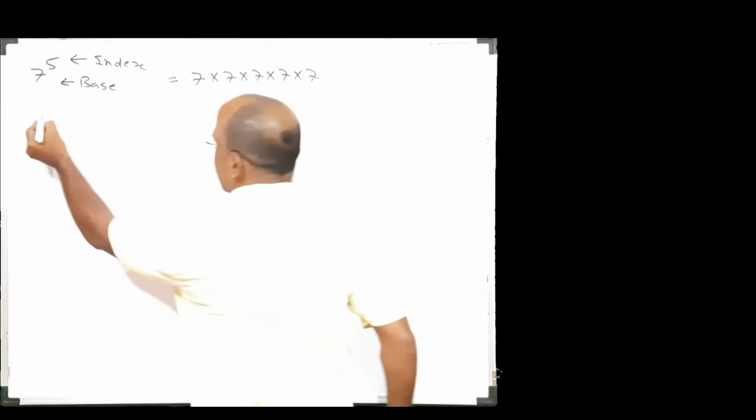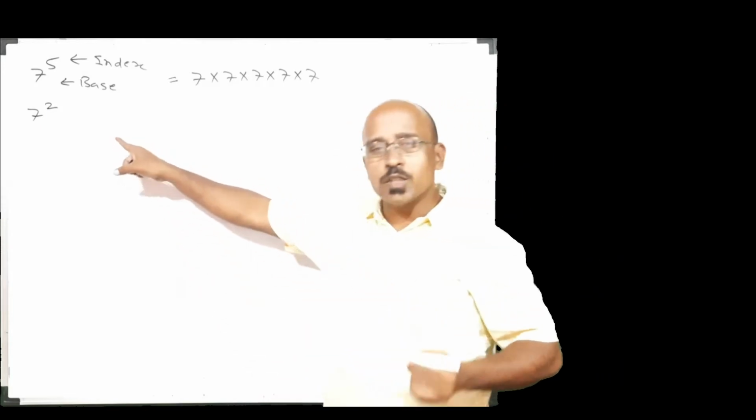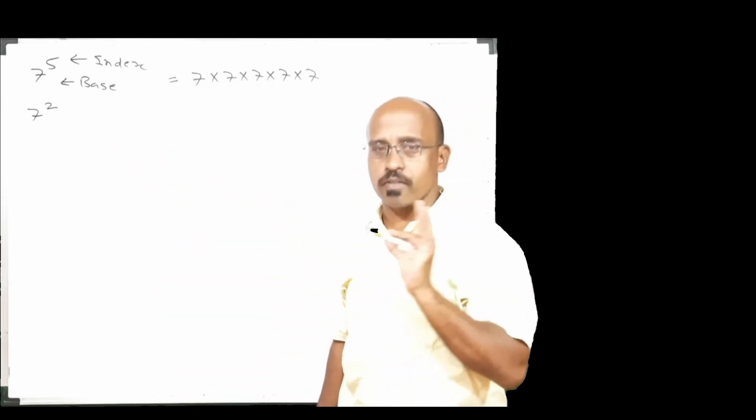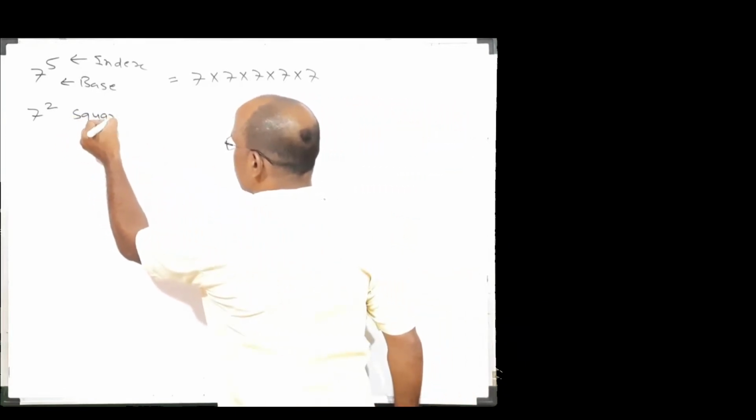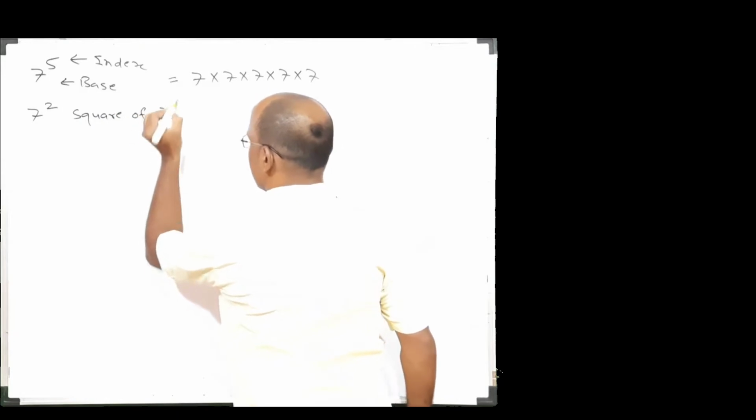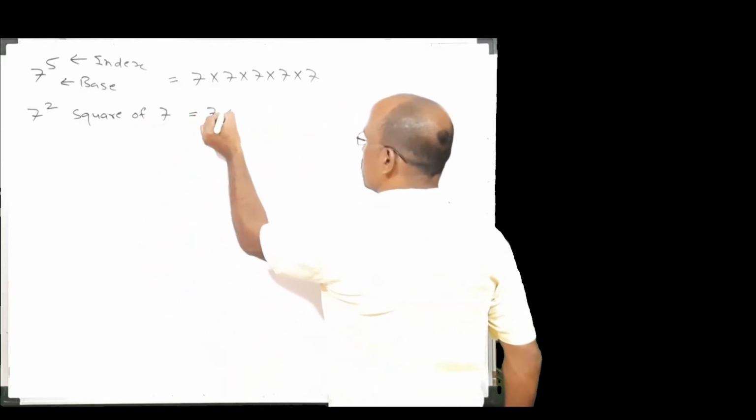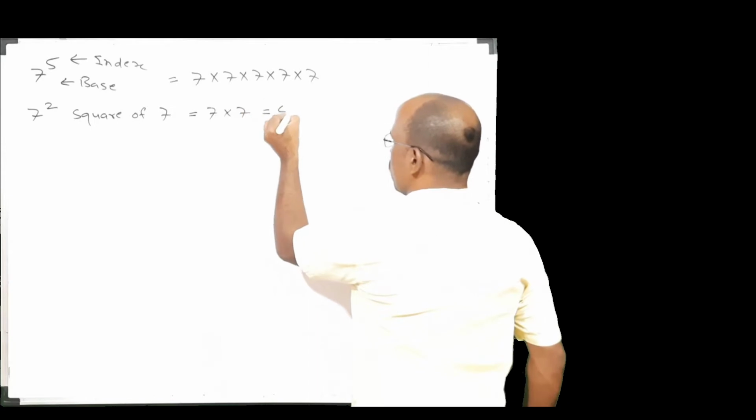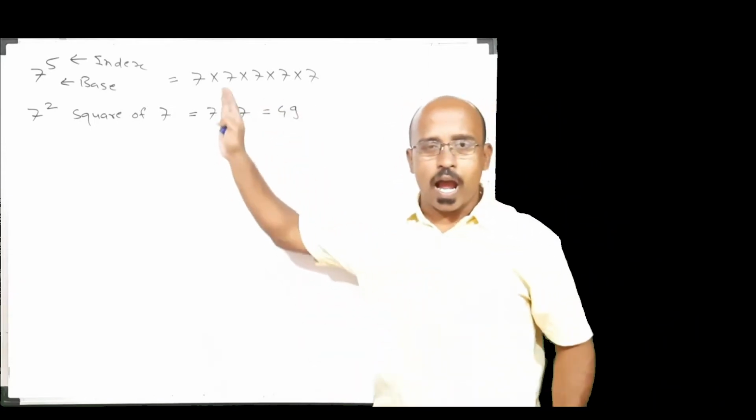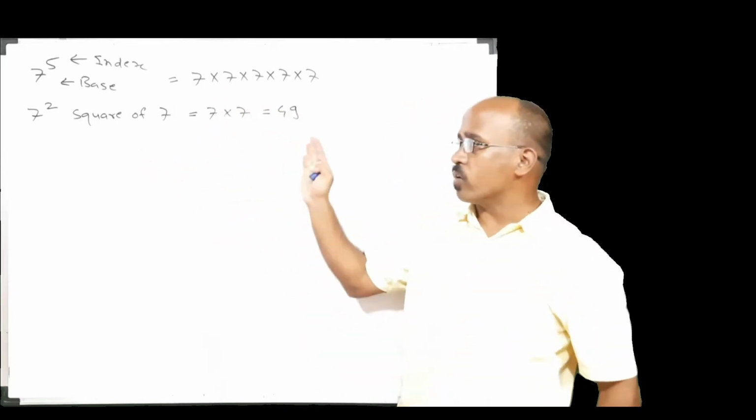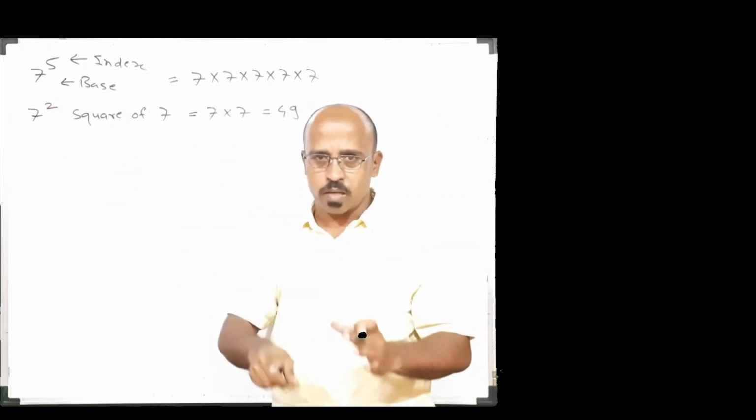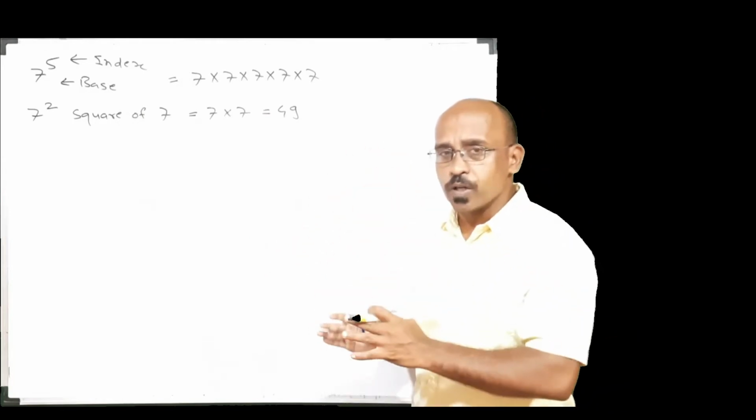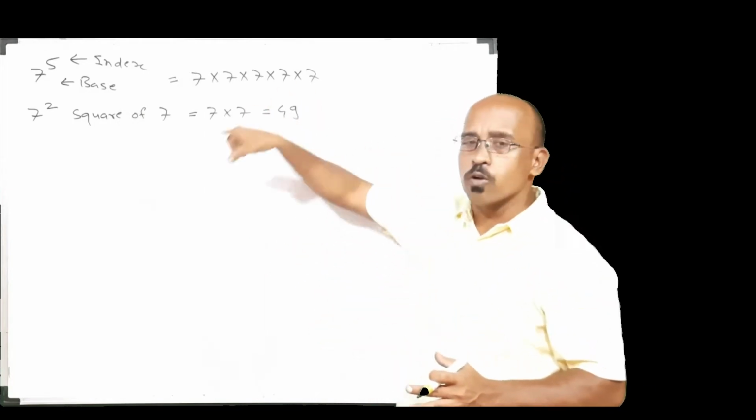Suppose the index is 2, 7 raised to 2, then it is pronounced as square of 7. Square of 7 is nothing but 7 multiplied by 7, which is 49. And today in this video we are going to find out its opposite. How to find the square of 7? 7 multiplied by 7, 49. And in this video we are going to see how to find the square root of 49.